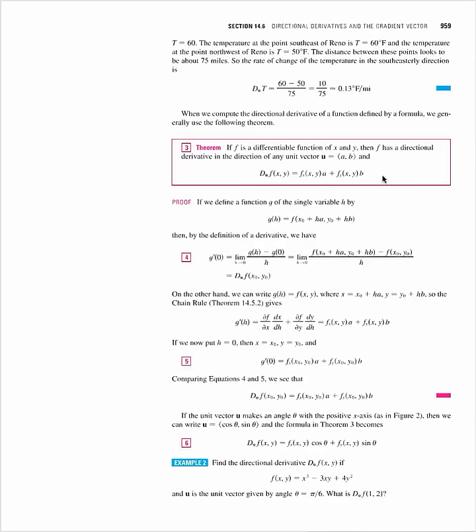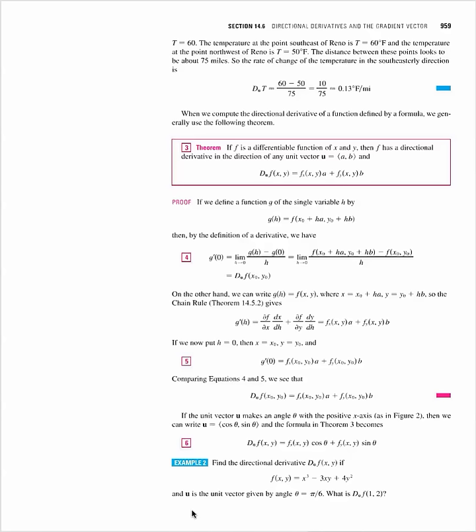Theorem 3 tells us how we're actually going to compute the directional derivative. And we'll restate this in a moment once we have a little more language under our belt, but this is a fine way to compute the directional derivative. And again, you need to be using a unit vector in order to take a directional derivative.